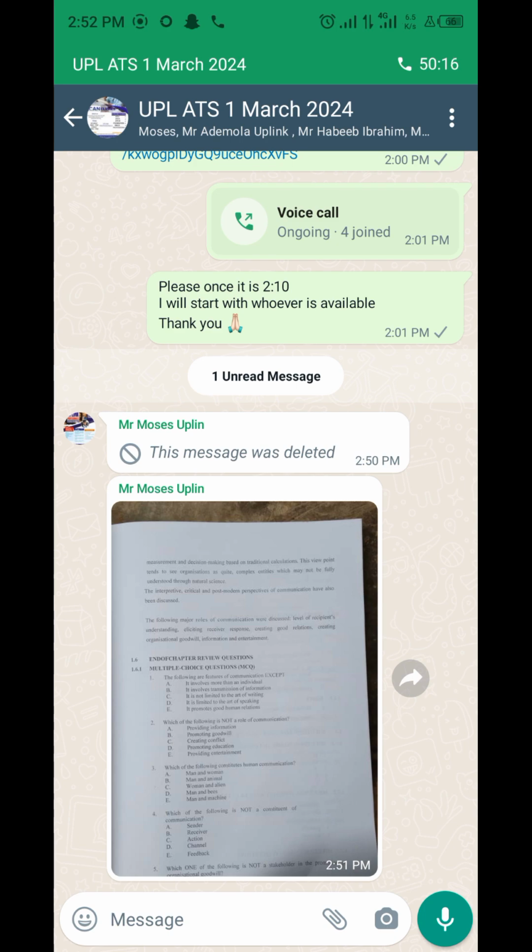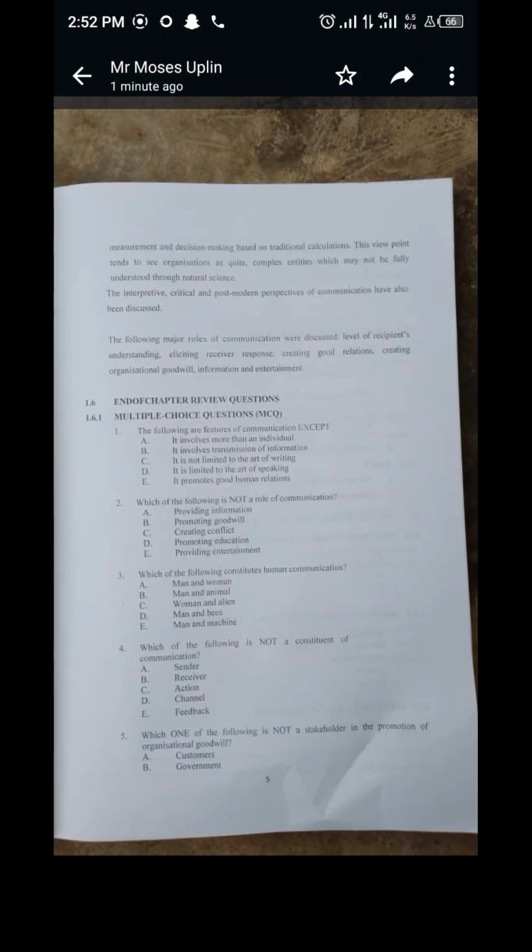According to this objective, which one do you think has nothing to do with communication? Number 4. Should I read it out? A, they say sender. Sender means who wants to send the communication, so you can't say it's not part of it. B, they say receiver. Receiver means who is receiving the information. So it is part of it.